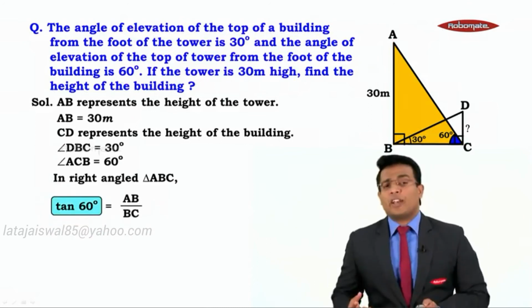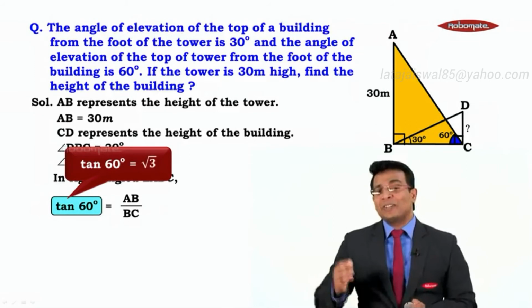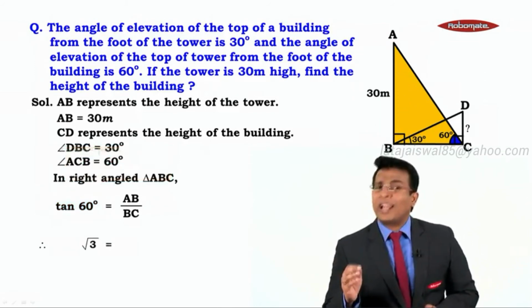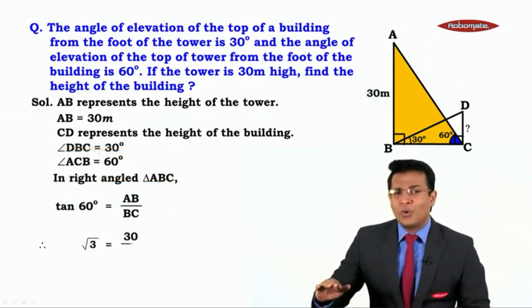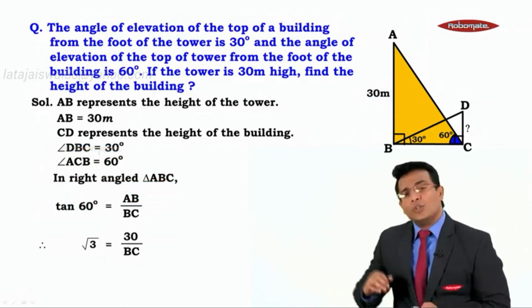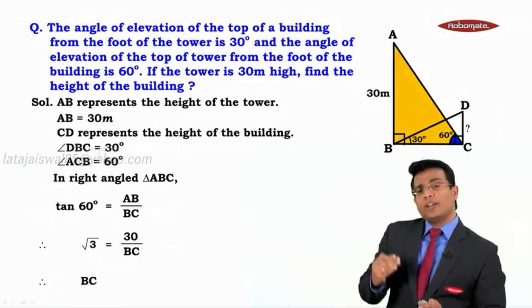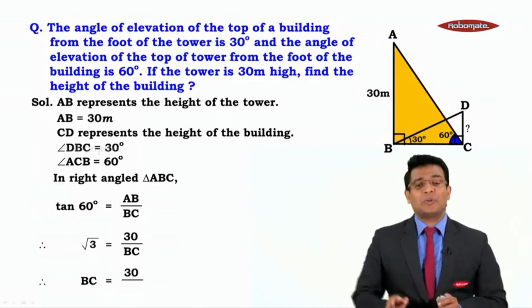So now we substitute the value of tan 60 from the trigonometric table. We know that it is nothing but root 3. So we write root 3 is equal to the value of AB. Do we know that? Yes, that is nothing but 30, and the value of BC we don't know. Keep it as it is. Right. So now we solve it. We take BC to the left hand side. Root 3 comes into the denominator. So now we have BC is equal to 30 upon root 3.